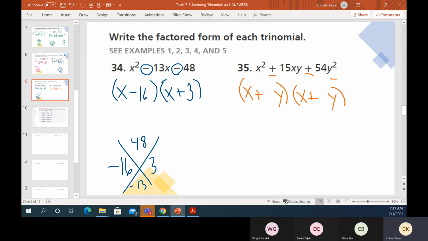The only thing we have to do now is figure out factors that multiply together and give you 54 and add together and give you 15. And they're both plus this time. So this is a little more like what you were thinking about last time, Chloe. We need to find some factors that add together and give me 15. So what might those be?